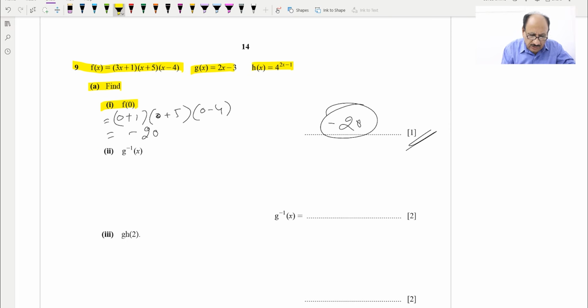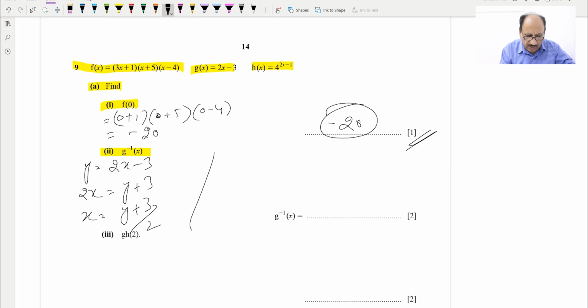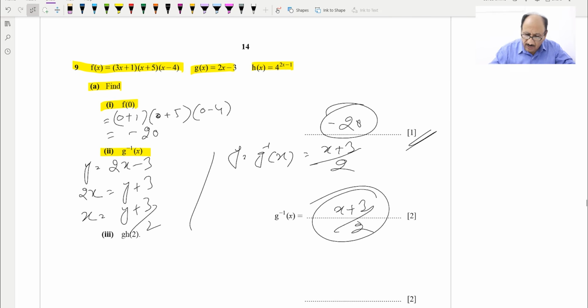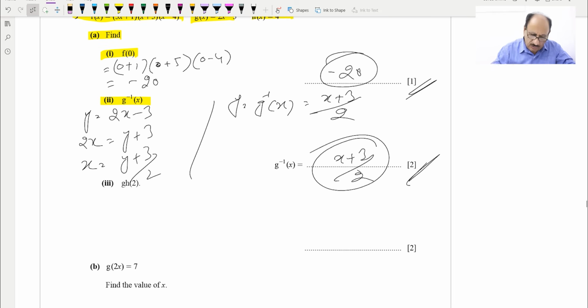And next is g inverse of x. So for g of x, we have y is equal to 2x minus 3. So we need to make x the subject, so 2x will be equal to y plus 3. So x will be equal to y plus 3 by 2, and we can swap x and y. So y, which is g inverse of x, will be equal to x plus 3 over 2. So x plus 3 over 2 will be our final answer for this 2 marks.